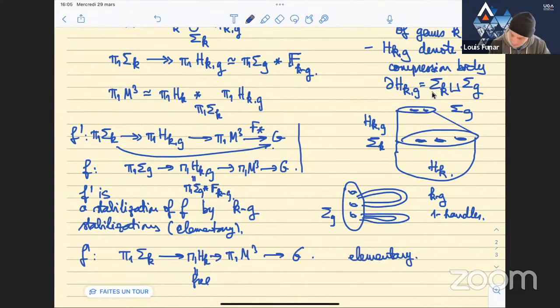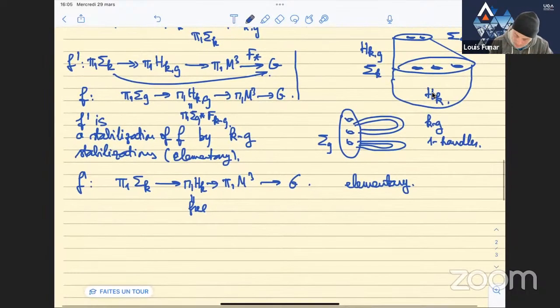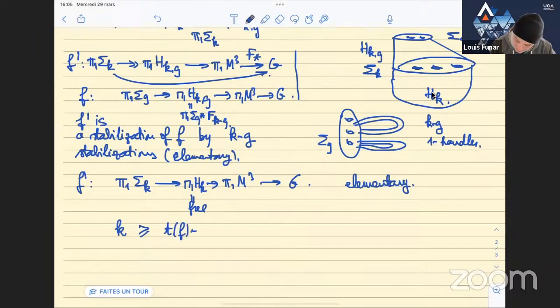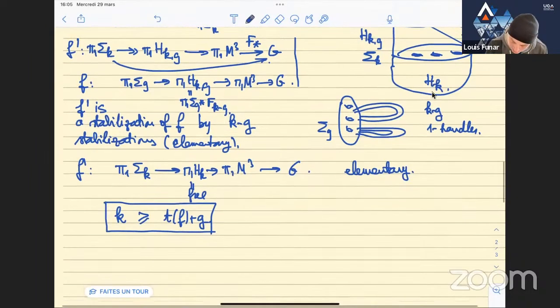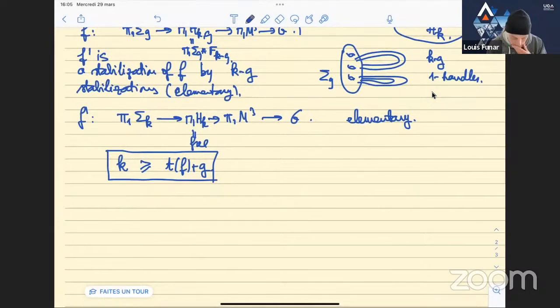And we have, obviously, the number K is bigger than or equal to T of F plus G. Okay, that's half of the inequality. Let me show you the other part.